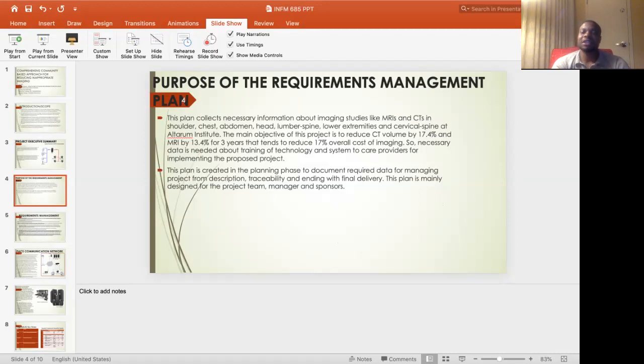Necessary data is needed about training care providers on the technology and system for implementing the proposed project. Of course, we definitely have to train these physicians to be able to use the PACS, put in radiology orders, CT orders, and sign them so the order can cross over to the radiologist. The plan is created in the planning phase to document the data required for managing the project, from description and traceability through final delivery. This plan is mainly designed for the project team, manager, and sponsors.